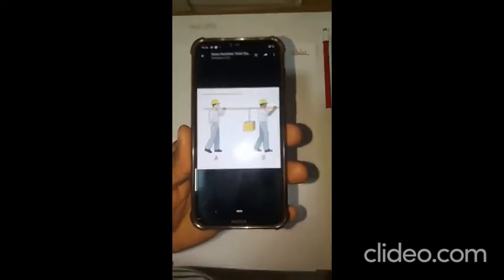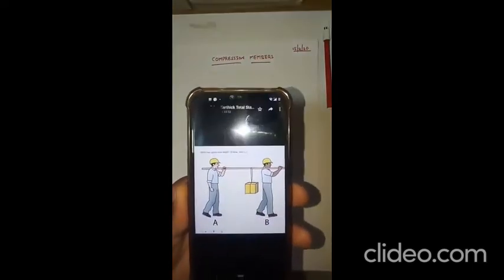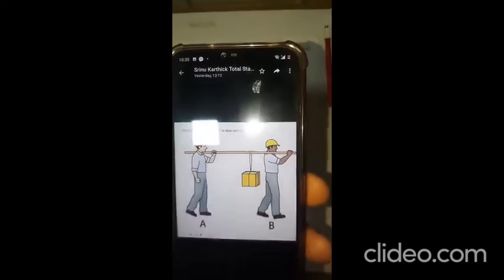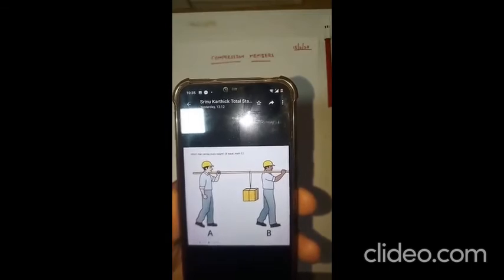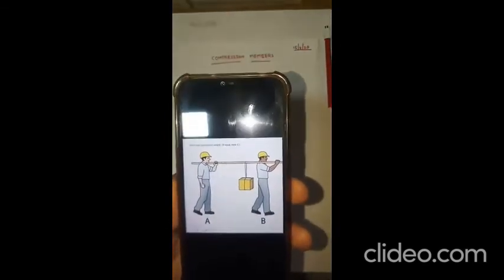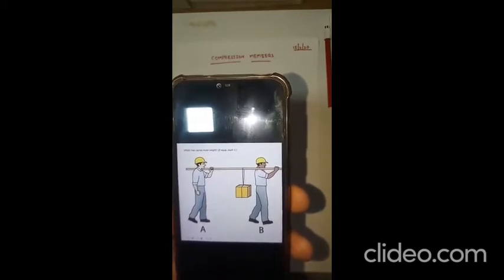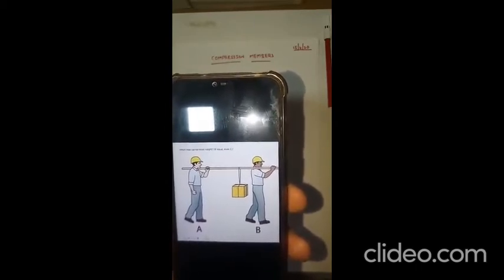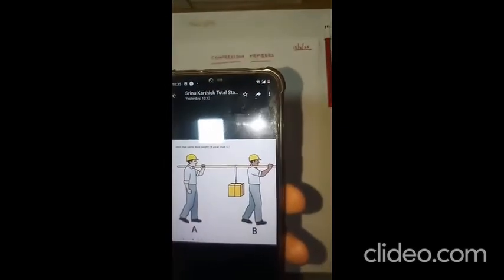This is your question. Which man carries more weight? See here, two guys. There are two persons: the first person is A and the second person is B. By looking at this, can you please tell me which man carries more weight? If it is A, tell me A. If it is B, tell me B. If equal, the answer will be C. So tell me which will be the answer, A, B or C. Please look at this. Which person carries more weight?